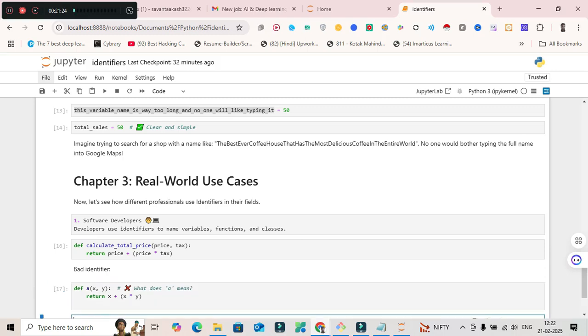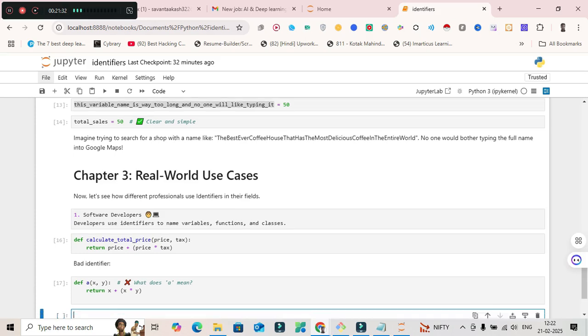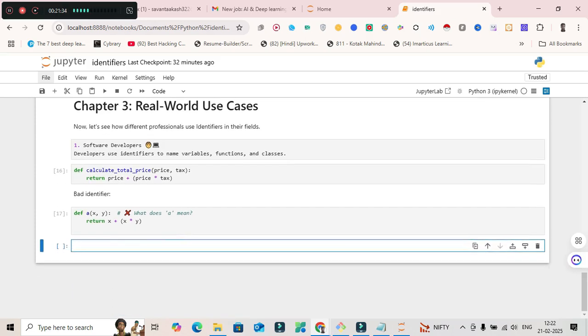No one will understand what A means, what X means, what Y means, what is X plus X into Y. No one understands, correct? So the naming is very important, it plays a major role. Without clear identifiers, the code becomes confusing for other developers as well. Try to understand this aspect: it confuses other developers as well.